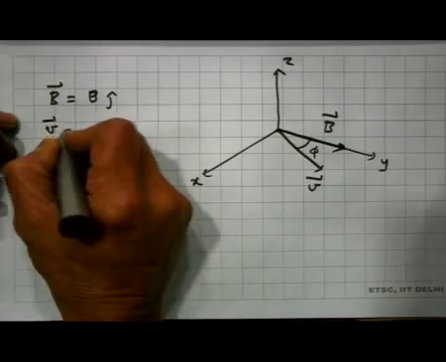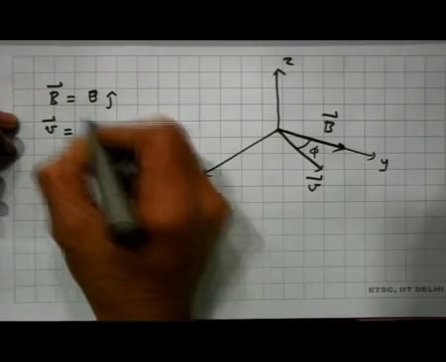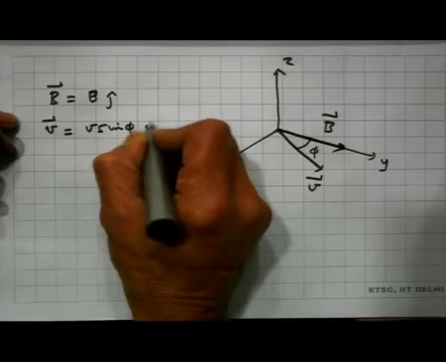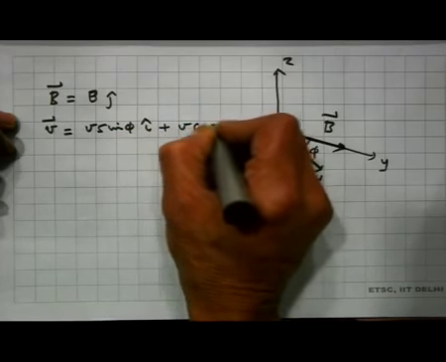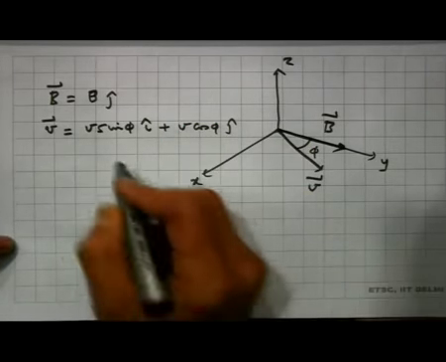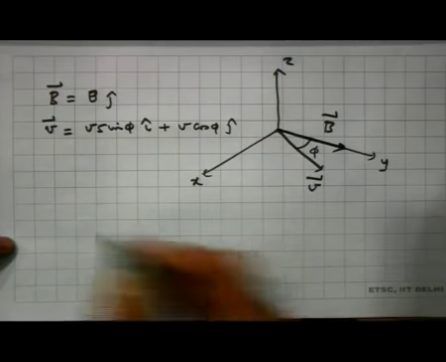The velocity has two components. It has a component along the x axis and a component along the y axis. So I have V sin phi i cap plus V cos phi j cap. So the velocity vector is V sin phi i cap plus V cos phi j cap.